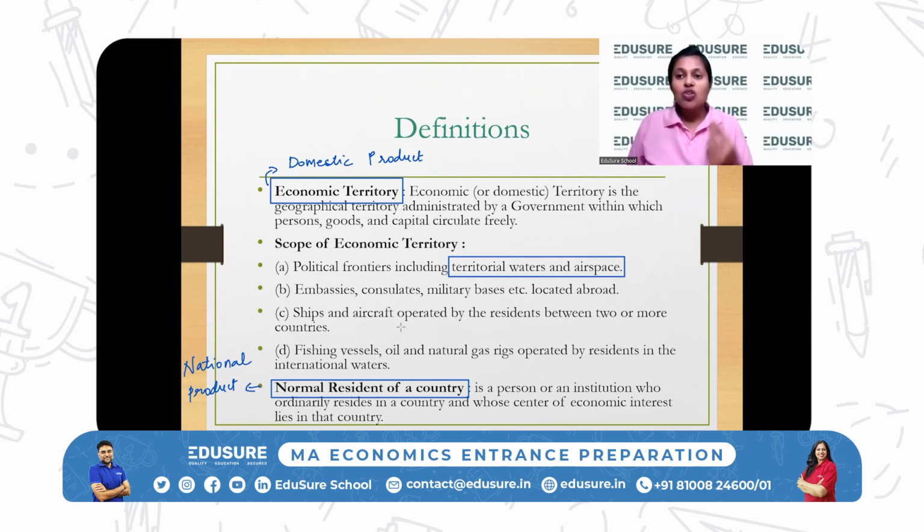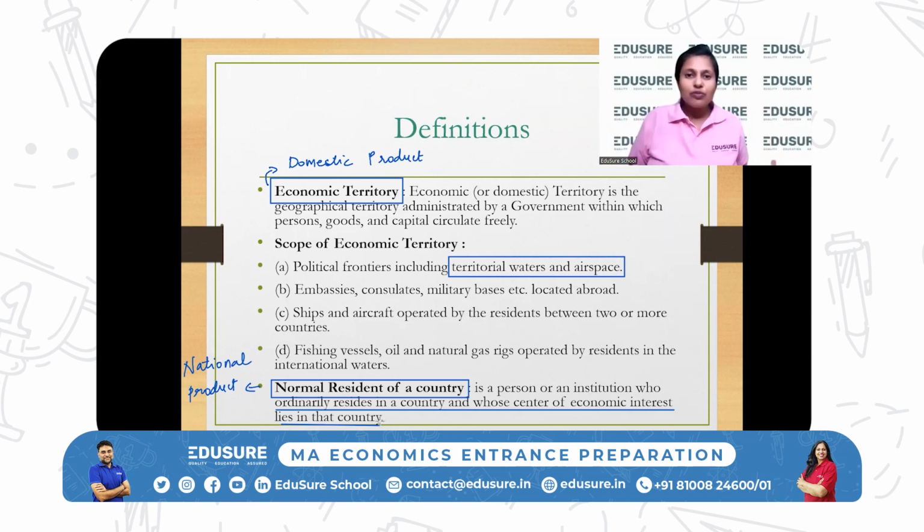People of the country are called normal residents of a country. It is a person or an institution who ordinarily resides in the country or whose center of economic interest lies in that country. तो या तो आप उस country में रहते हो या आप रहते नहीं हो, you travel a lot outside for work, but your main activity, your bank account, your home, your investments, everything are in this country. Okay, so you may travel, for example, Mukesh Ambani may be traveling all over the world, but his main business maybe is located here, his investments are here, his house is here, his family is here. So his center of economic interest is here.